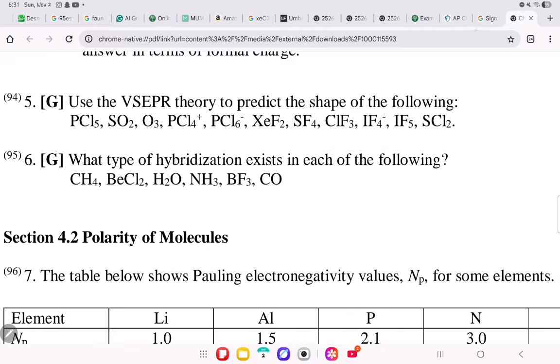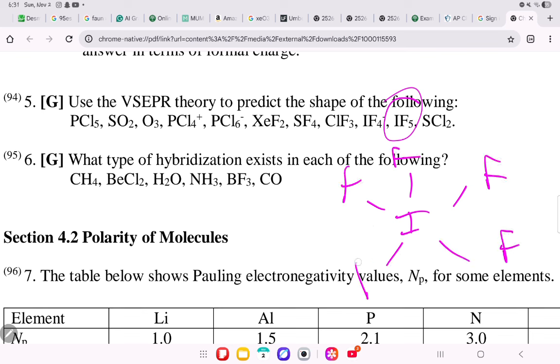Now, the last and final thing I will be doing is IF5, because we didn't come across this shape before. So I is going to be the central atom, and we have, oops, my bad, F, F, F, F, and F. So that's basically 6 times 7, because we have 1 central I, that's group 7, and then 5 surrounding F, which are also group 7. So 6 times 7, that's 42, minus 10, because we used 5 bonding pairs. So that's going to be 32 divided by 2. That is going to be 16. So that means we have 16 lone pairs.